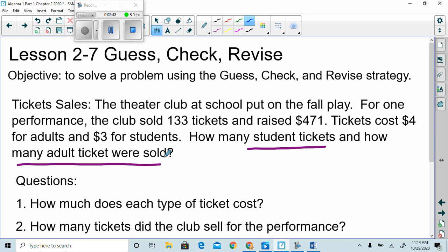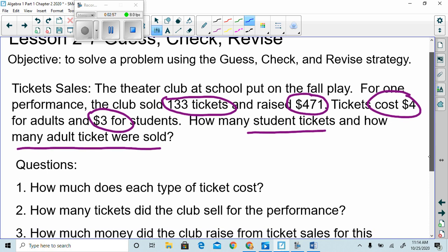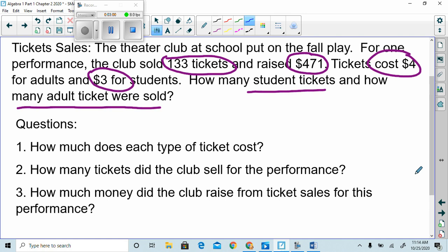So we want to know the number of tickets. Important information: there were 133 tickets. They raised $471. Cost was $4 and $3. So again, I've taken the time to highlight some of the important information in the problem, and now we'll ask some direct questions so that we know exactly what numbers we need to involve ourselves with. How much does each type of ticket cost? Well, again, we had $4 for adults and $3 for the students.